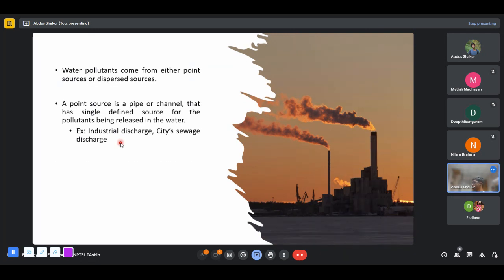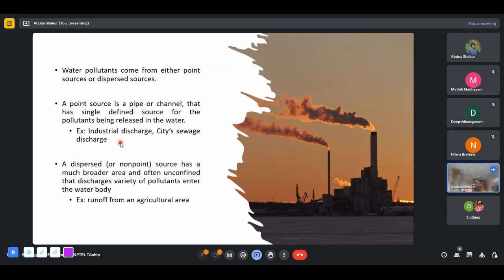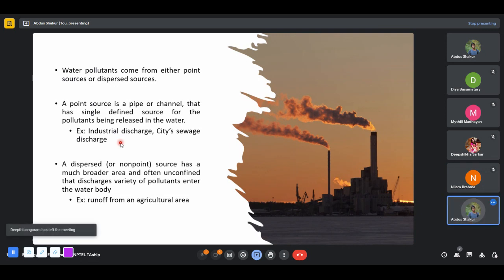While a dispersed or non-point source has a much broader area and is often unconfined, it discharges a variety of pollutants that enter the water body. So unlike a single point of entry, this has a very wide point of entry and discharges multiple varieties of pollutants, and it's a little difficult to find out what is the actual source of the pollutant. For instance, the runoff from an agricultural area is such.